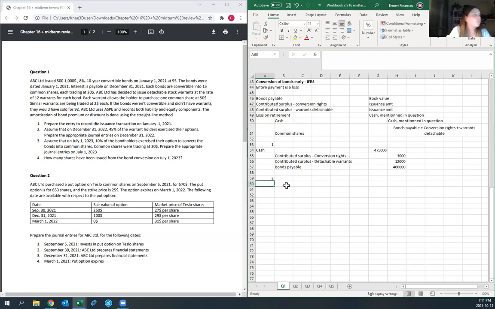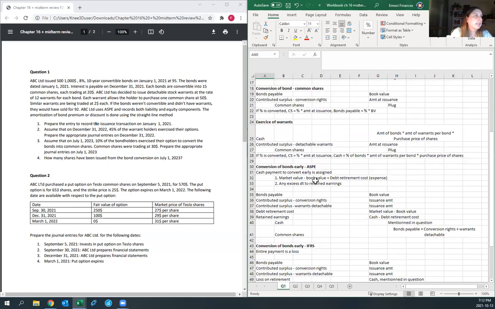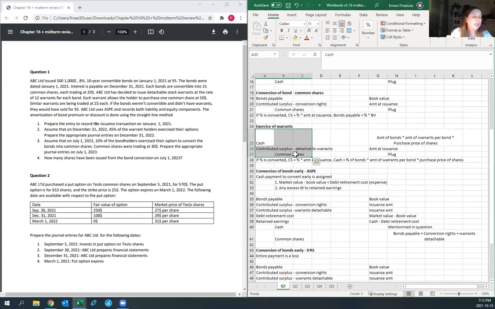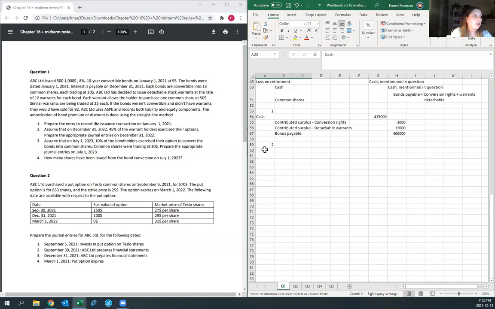Requirement 2, assume that on December 31st, 2022, 45% of the warrant holders exercise their options. Prepare the appropriate journal entries on December 31st, 2022. So that was our exercise of warrants here. That's the transaction. The cash amount: how much cash did you receive? Because they paid for the warrants, they gave you cash for the warrants.